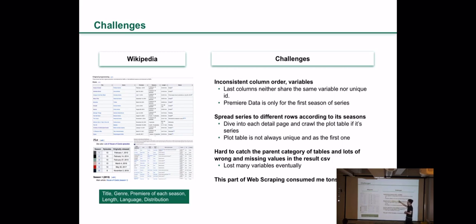Another thing is the premiere date is only for the first season of a series, like here. For series there are different seasons, but what I want is to separate them into different rows so that I can count the number of shows separately. So I needed to dive into each detail page. Fortunately, I found there's a plot in each series that contains the episodes and original release for each season, so I used this to separate my rows. It's also hard to catch the parent category, but that is not a big problem.